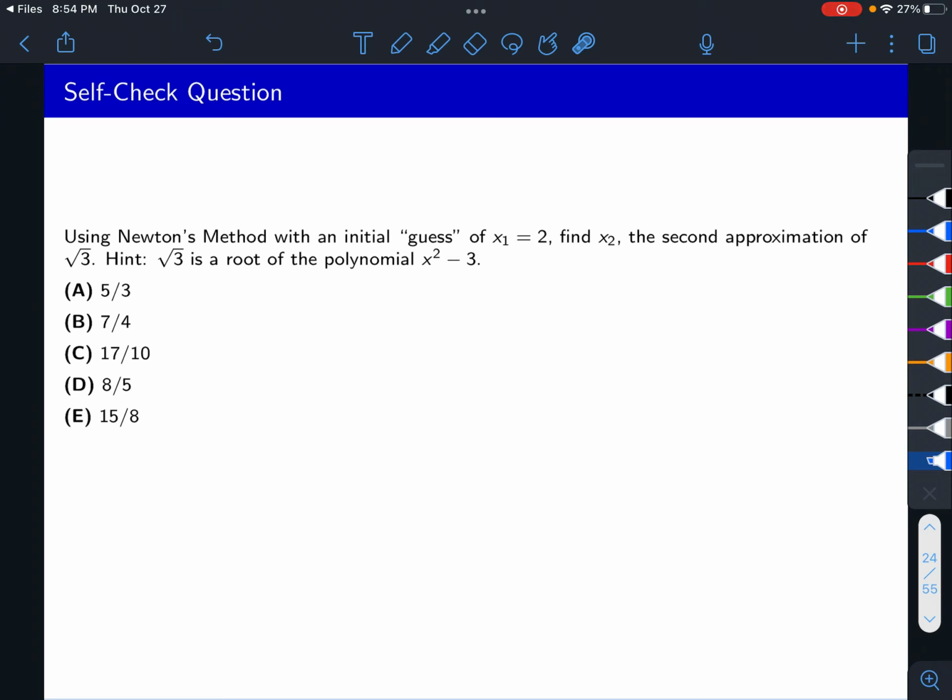All right. Well, here's something that you actually can do. So try this self-check question. Using Newton's method with an initial guess of x1 equals 2, just find the second approximation, x sub 2, of the square root of 3. As a hint to this, just remember that the square root of 3 is a root of the polynomial x squared minus 3. All right, so take a minute, pause the video, come back with an answer, with a guess, and we'll go over.